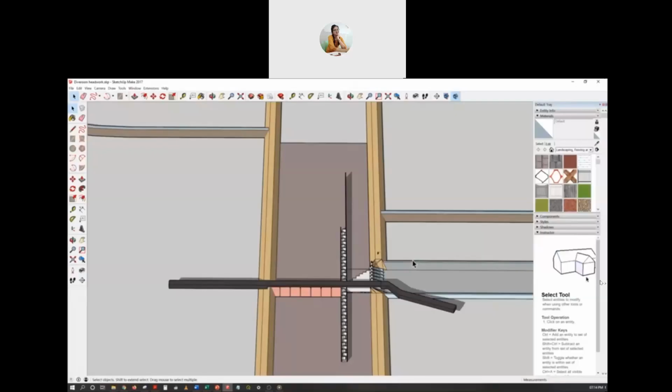So this is what a diversion headwork looks like. I'll share this file with you, and this is prepared using a software called SketchUp. This is SketchUp Make 2017. It's a free software where you can draw 3D diagrams. It may be useful for you also. It's very simple and easy to use actually.